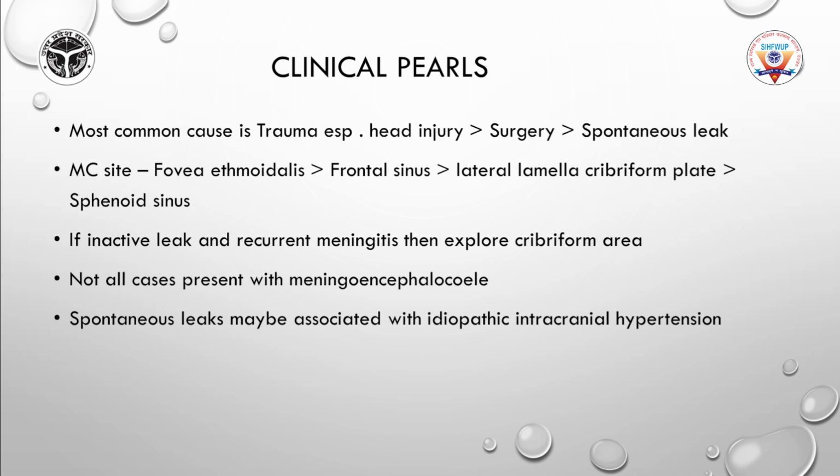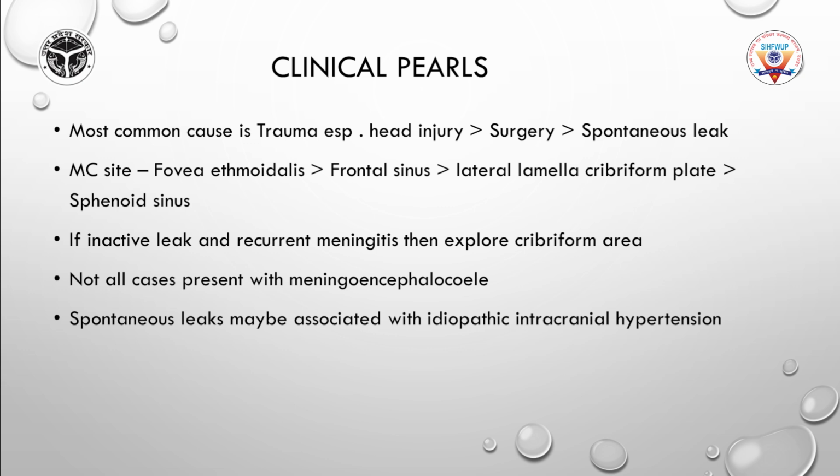Then if there is an inactive leak and recurrent meningitis, explore the cribriform area. And sometimes if the leakage cannot be located, some people use a blanket graft from the posterior boundary of the frontal sinus anteriorly to the sphenoid sinus. A large flap or multiple flaps are placed so as to blanket cover the entire anterior skull base in case we are not able to localize the leak.